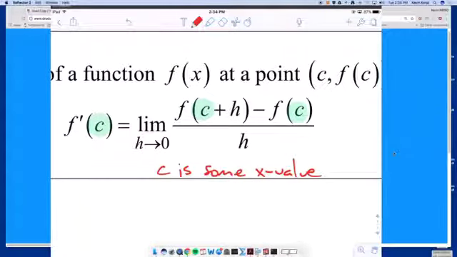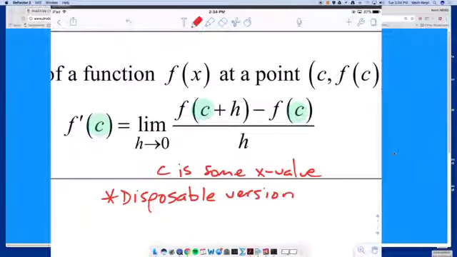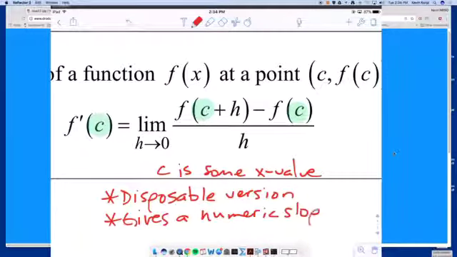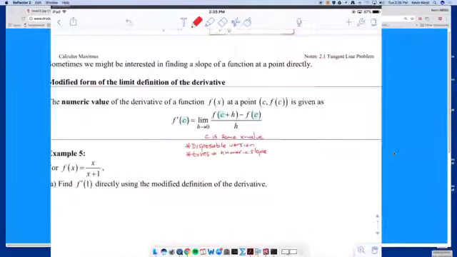Now this one does not give you a function of x. This is a disposable version. You use it one time and it's done. It gives you a numeric value as a slope. So if you wanted to find the slope at more than one value of x, you would have to set up the limit and evaluate it over and over and over again. Whereas f prime of x, you do the calculations one time, and then you can plug in for x after the fact, okay? So let's try this out.